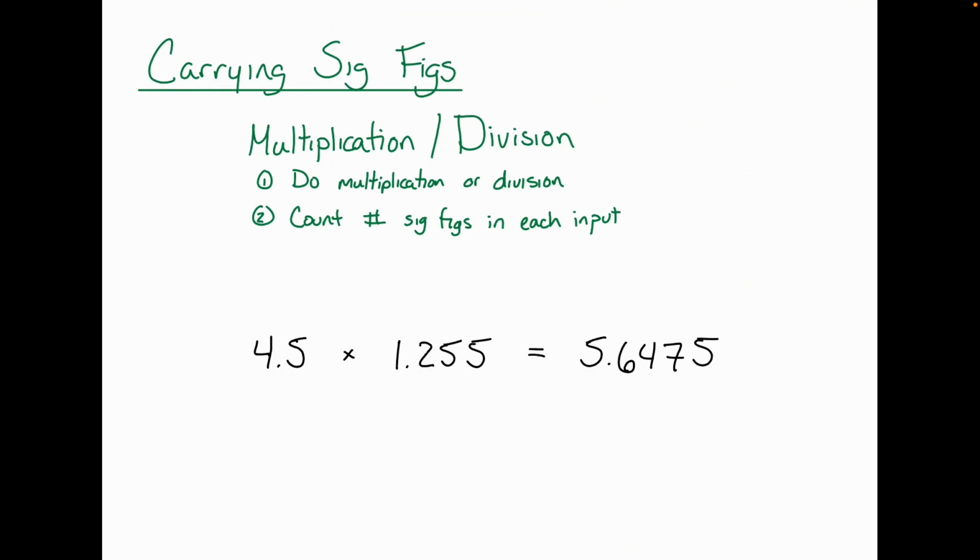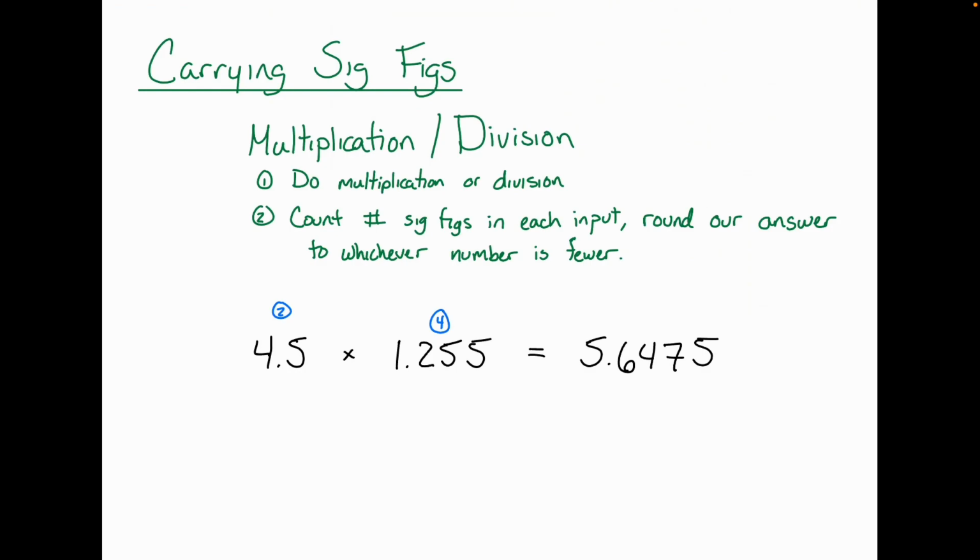All right, so how many sig figs do we see in 4.5? 2. There's just 2. And how many do we see in 1.255? 4. Okay. So we're going to count the number of sig figs in each of our inputs, and then we're going to round our answer to whichever number is fewer. Or is less. I think fewer is technically correct, but whatever.